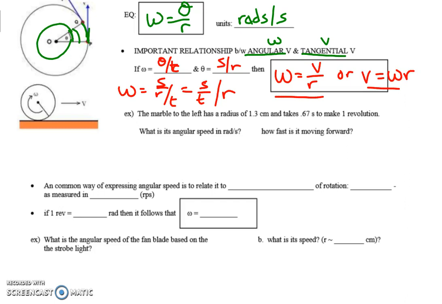Okay, so let's do a simple little example here. We have a marble rolling forward with a velocity v and an angular velocity omega. It has a radius of 1.3 centimeters, and it takes 0.67 seconds to make one revolution. What is the angular speed in radians per second? Notice we're given one revolution, so we've got to convert that to radians first. That's pretty simple. One revolution is 2 pi radians. And you might ask, how am I supposed to know to do that first? Well, if we're looking for angular velocity in radians per second, then that's our conversion factor.